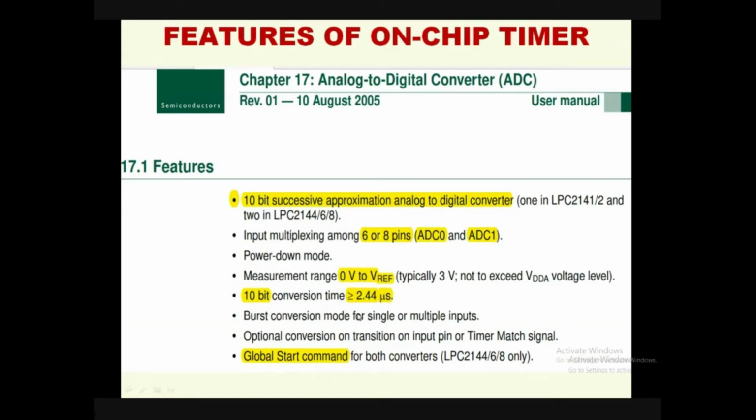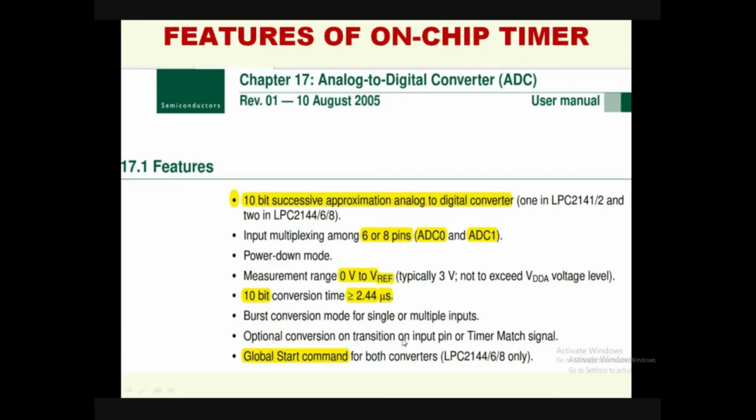And the burst conversion mode for single or multiple inputs. So burst conversion mode means burst means many. So in the worst case, say for example, 14 analog temperature sensors are connected, so that is called multiple inputs. Burst conversion means one by one, continuously, we can measure in sequence. Automatically it is programmable. That is why it is called burst conversion mode for single or multiple inputs.